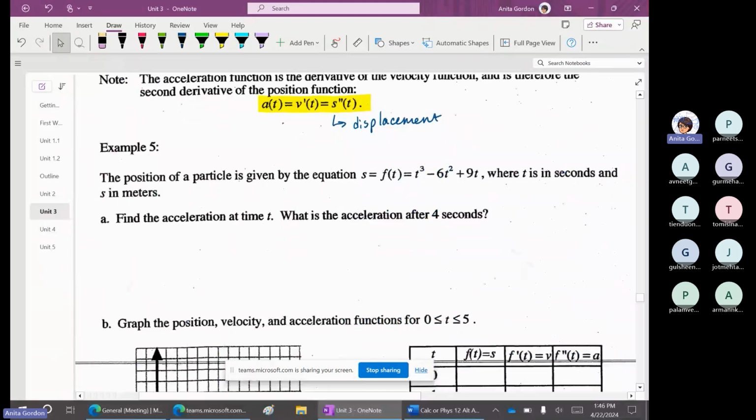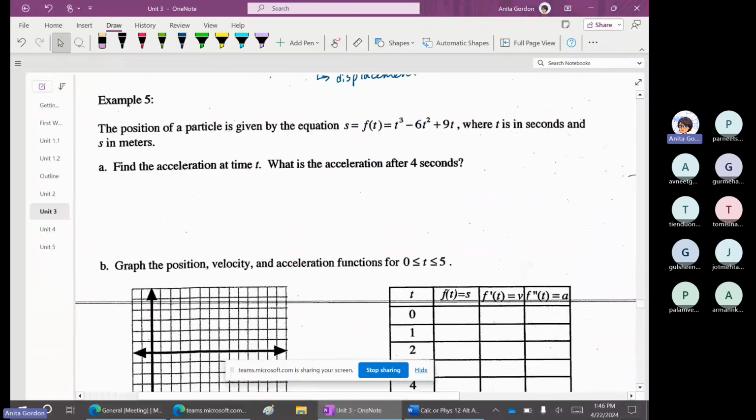Okay, so in example 5, we have a word problem. A position of a particle is given as this function, depending on time, where t is in seconds and s is in meters. Find the acceleration at time t. Acceleration represents the second derivative of displacement. We want the general acceleration, and then we want the acceleration after 4 seconds.